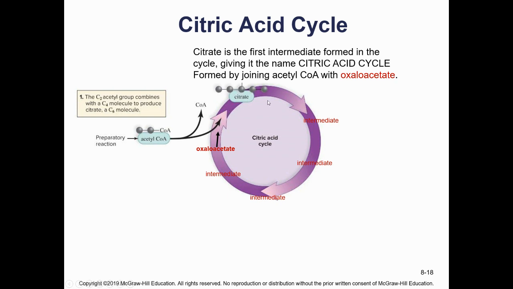This is my first intermediate in the citric acid cycle, and then it's a cycle. I'm going to convert it to another intermediate, convert it to another intermediate, to another intermediate, until I'm back to oxaloacetate, and the next acetyl-CoA comes in and forms citrate. So it's a cyclical process where each intermediate forms the precursor to the next, and I always end up with the same one, and the cycle starts over with the next input of acetyl-CoA.